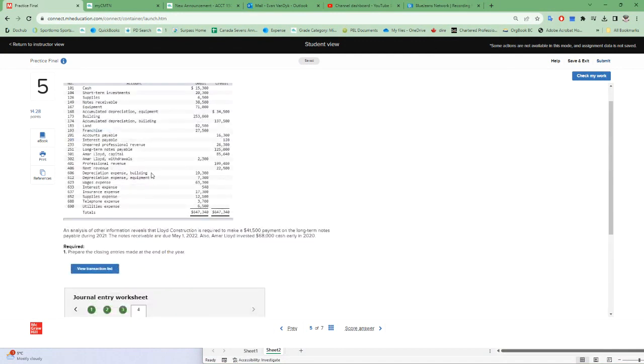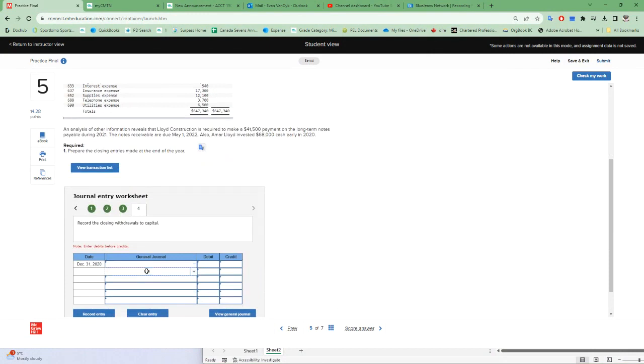And we just have to close the withdrawals. The withdrawals have 2,300, so we will credit the withdrawals because they have a debit balance right now of 2,300. We'll debit the capital, which will reduce the balance. That is D, the withdrawals, the D.